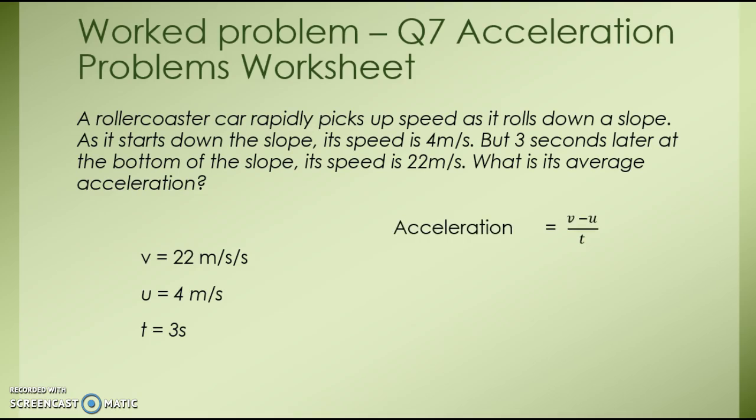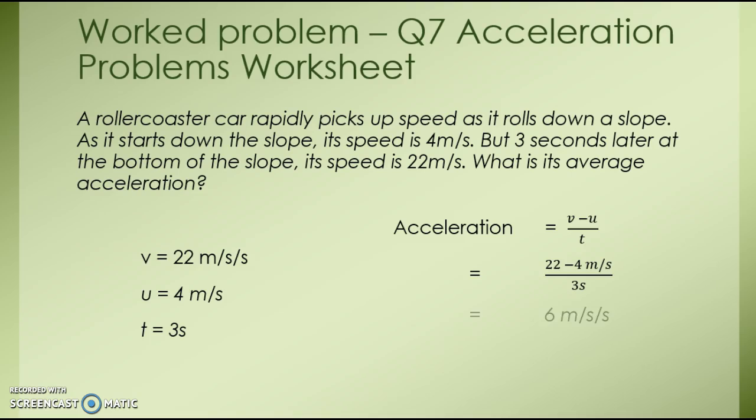So we go back to our acceleration formula, which is v minus u over t, plug in the numbers, which comes to 22 minus 4 meters per second, divided by 3 seconds. Now, I strongly recommend writing in the units for all of our workings, but especially for acceleration, because then it helps you to determine what the unit's going to be.